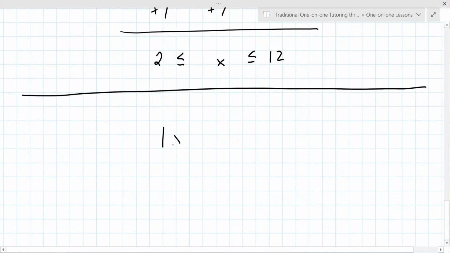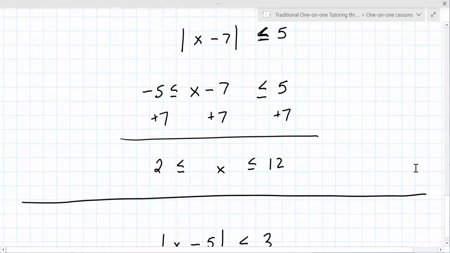Okay, so let's try one just like this now. Let me have you do one more here: absolute value x minus 5 less than or equal to 3. I want you to look very carefully at what we did in the previous problem. Really, really important here.